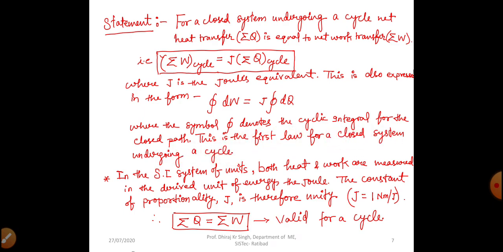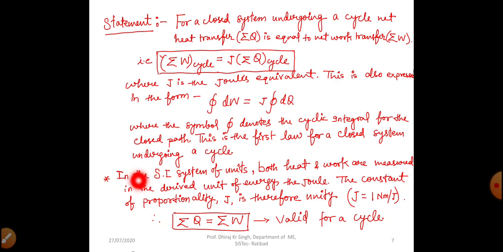So now we have the expression for the first law of thermodynamics for a closed system, right? This is the first law for a closed system undergoing a cycle. So the equation is summation W cycle equal to J summation Q cycle.